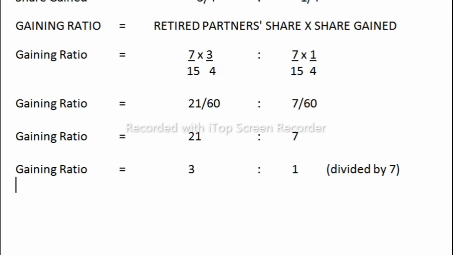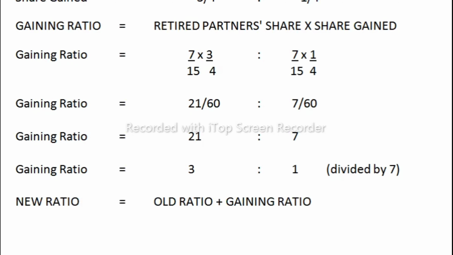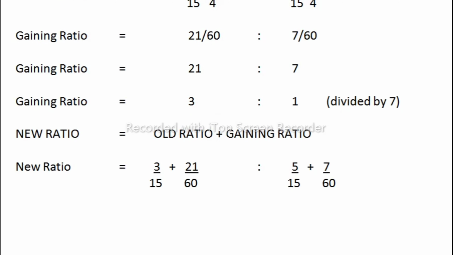Next we are going to find the new ratio. The formula for the new ratio is old ratio plus the gaining ratio. For the gaining ratio, we take the share value, 21/60, the fraction. So the new ratio for Ramu is the old share 3/15 plus the gaining share 21/60. And for Somu, the old share 5/15 plus the gain 7/60. Here the LCM is going to be 60, because 15 fours are 60.